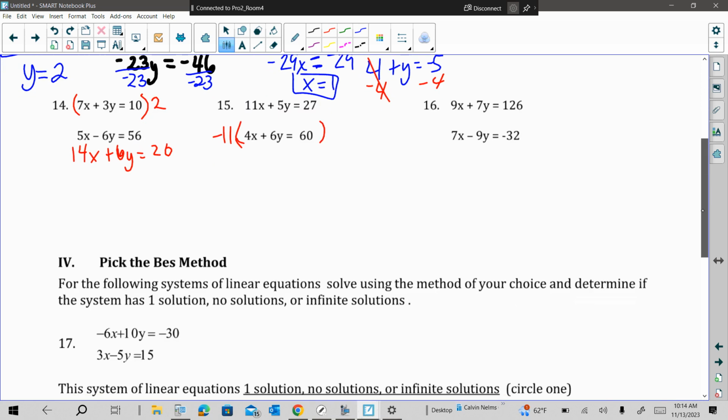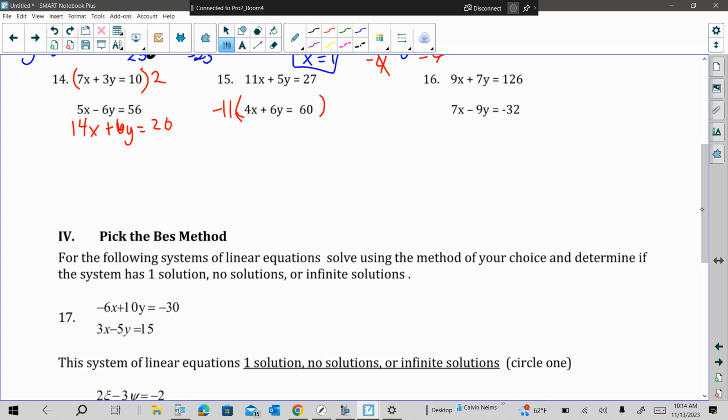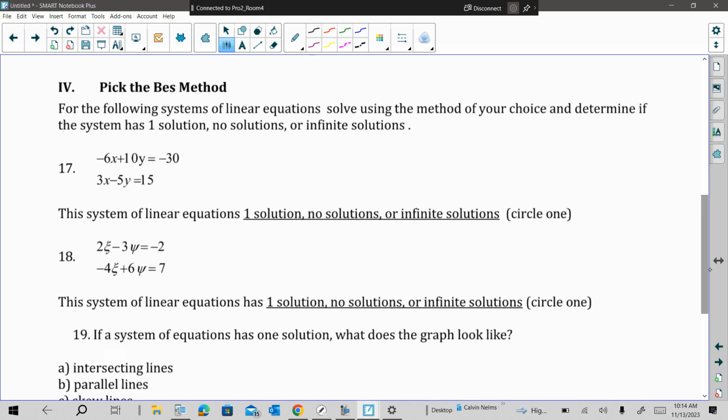All right, and then I'm only going to probably give you one of each where I say you have to use this method. You have to solve by graphing. You have to solve by substitution. You have to solve by elimination. And then I'm going to ask you to pick the best method to solve. So if I was looking at 17, what do you think is the best method to solve 17? Elimination. Yeah, elimination would be the best method.